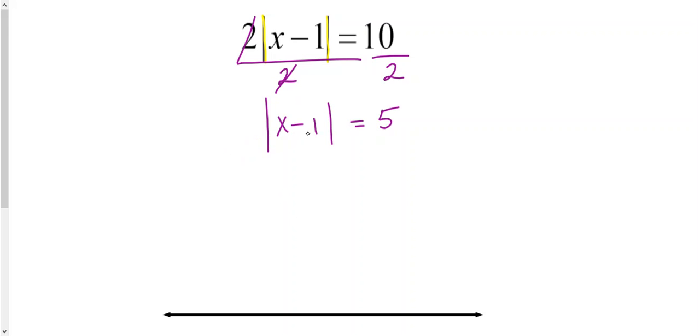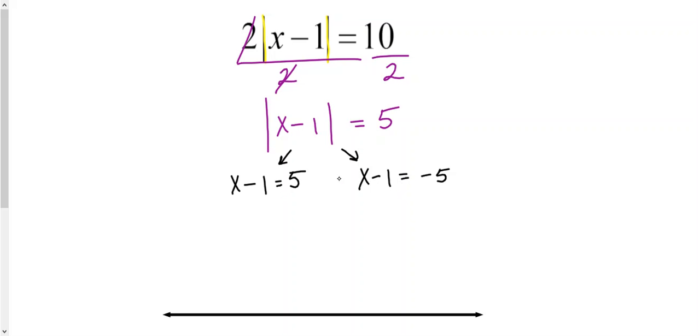Absolute value sign is by itself. It equals a positive number. So I'm going to continue. Here's where I get to split it into two problems. I'm going to take whatever's on the inside. So we have x minus 1 equals 5. Whatever we see, that creates one problem. The second problem is going to be the opposite of the equals. So we have x minus 1 equals negative 5. And that's it for the setup.